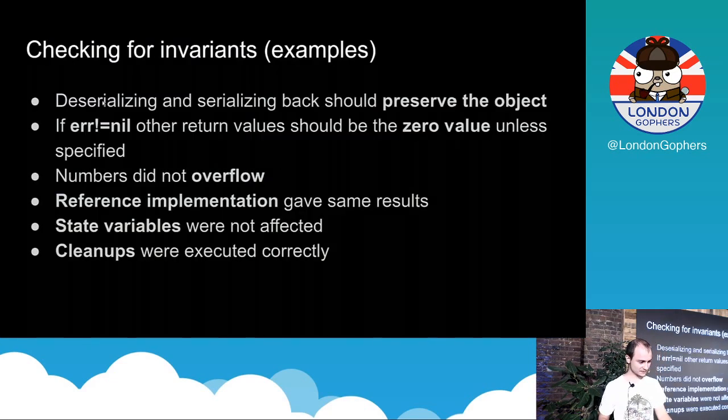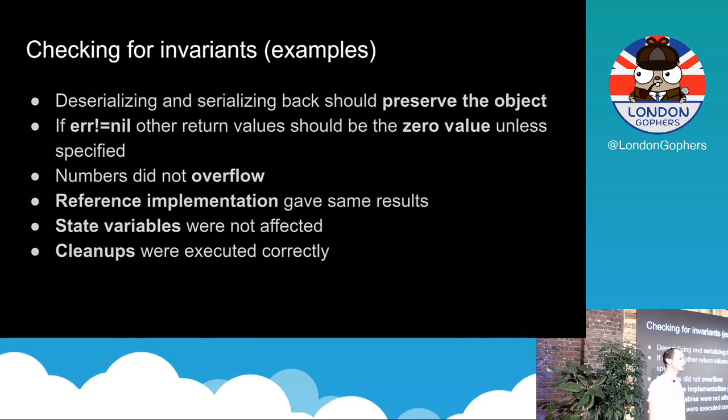Now, checking invariance doesn't stop at serializing and deserializing back a value. You could also check, for example, if you get an error, the other value should be nil. You don't want to return 2 valid values. Don't do that, unless you specifically document it, or you're implementing IO writer or IO reader. You could check the numbers didn't overflow. That is also a possibility. There is also the possibility of using a reference implementation. We'll see this later.